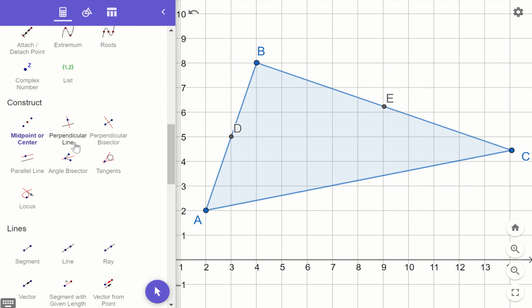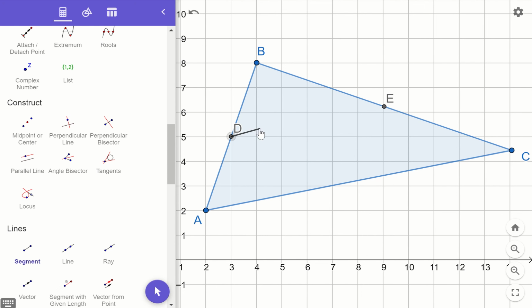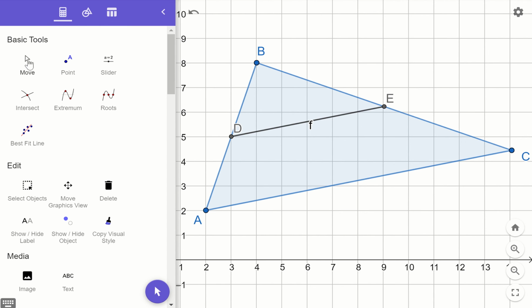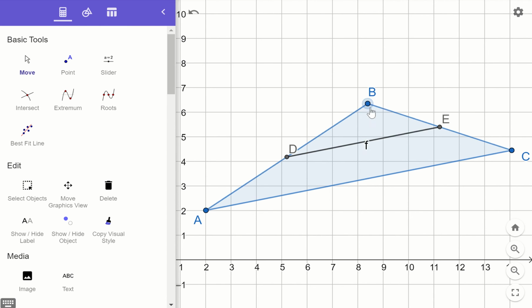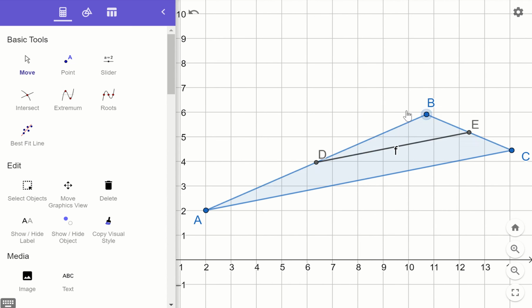And when I take the midpoint of two sides of a triangle and I join those, we get something that we're going to call a mid-segment. So line DE is a mid-segment of this triangle. And there's probably a lot of things I could do to look at and consider properties of this.